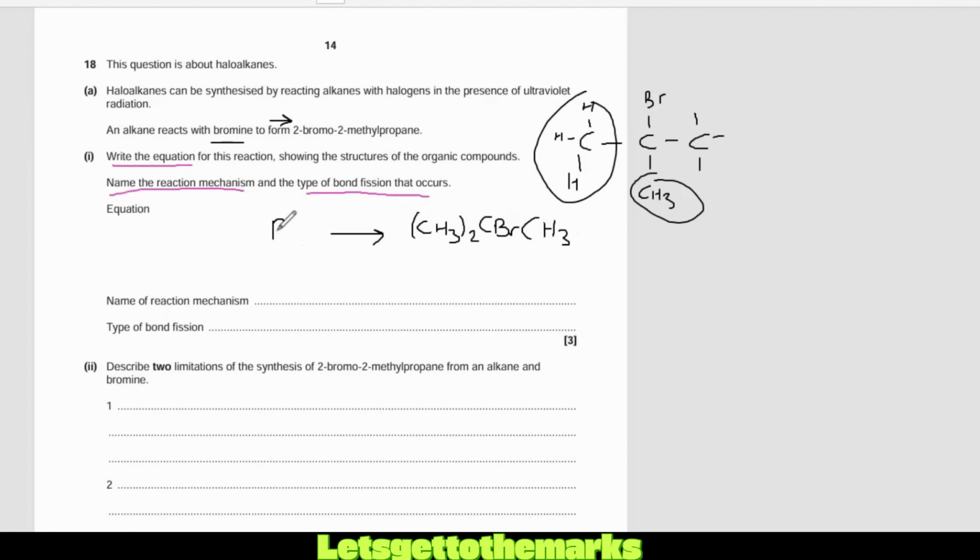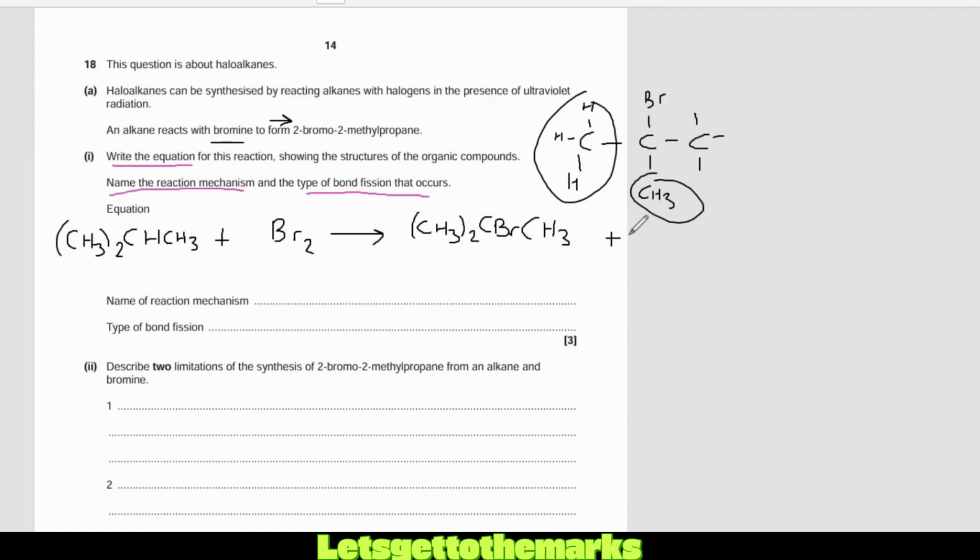Now, we know that we're doing an alkane plus bromine, so I know I'm going to do something plus Br2. Now, I just got to work out what alkane that will be. Well, look, instead of the bromine being there, I just want to replace that with a hydrogen. So let's write this out exactly the same. (CH3)2CH instead of CBr, and then CH3. And there we go. That is our two reactants done.